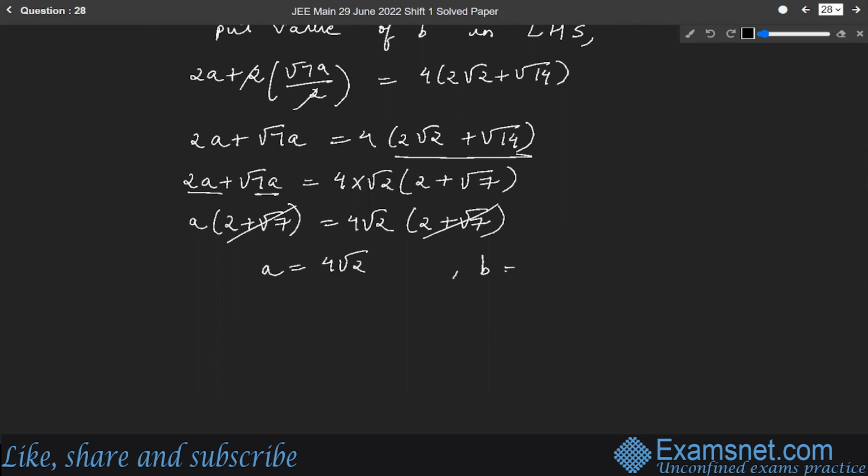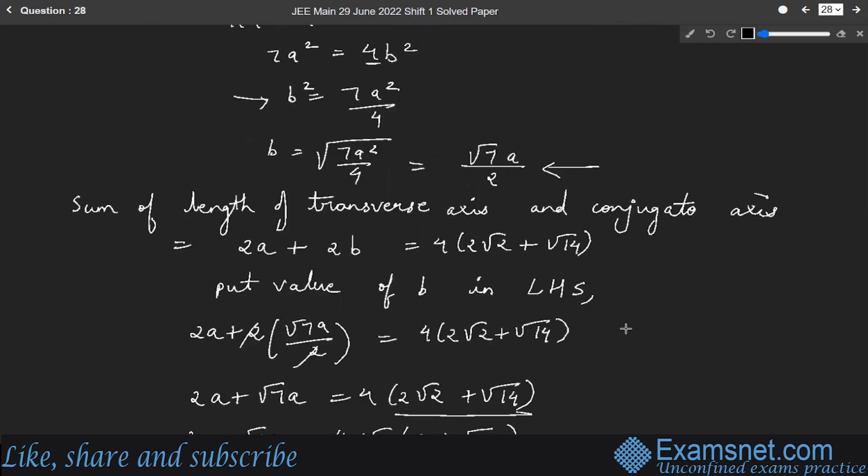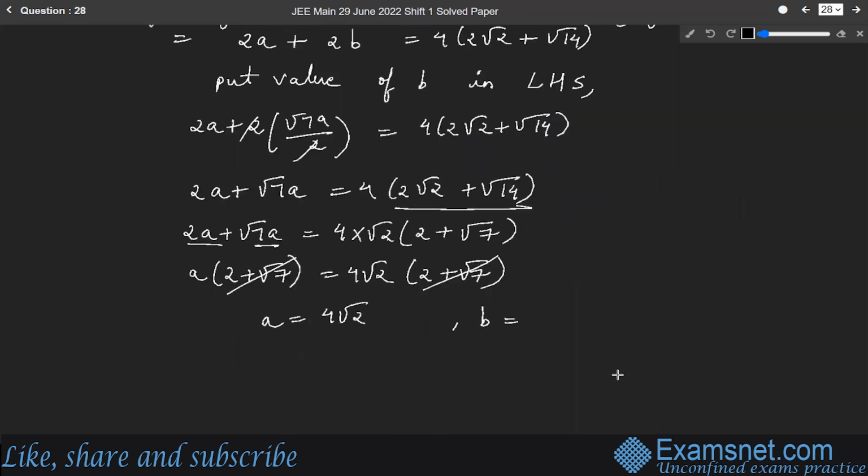We have the value of b. What is the value of b? b is under root of 7a upon 2. But for this question, we have to calculate the sum of a square plus b square, right? If a is 4 root 2, a square will be 4 root 2 into 4 root 2, right? So it will be equal to 4 into 4 is 16. 16 into 2 will be 32. So the value of a square is 32.